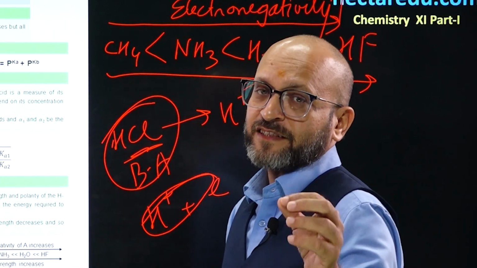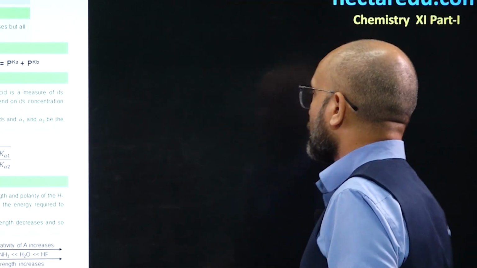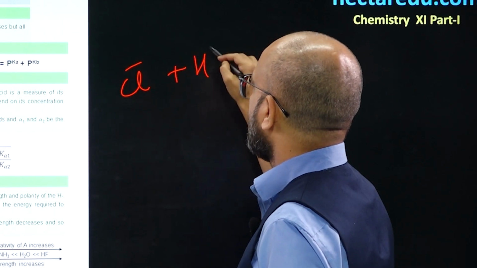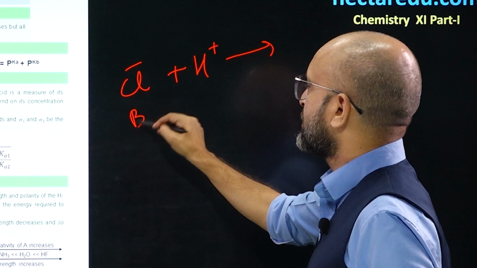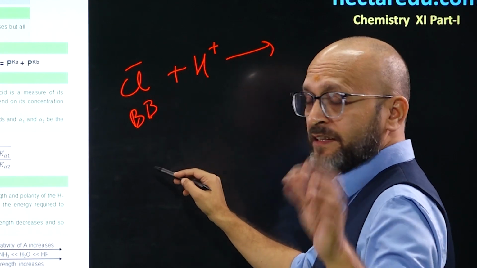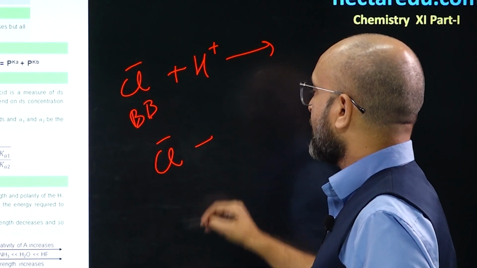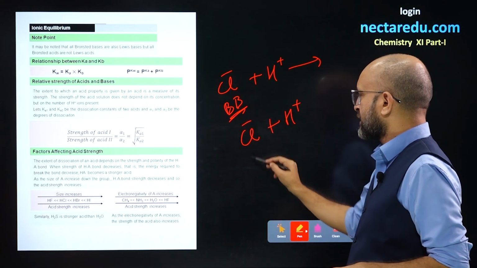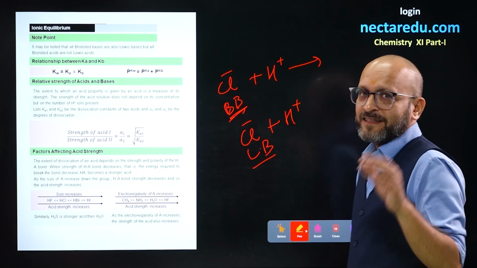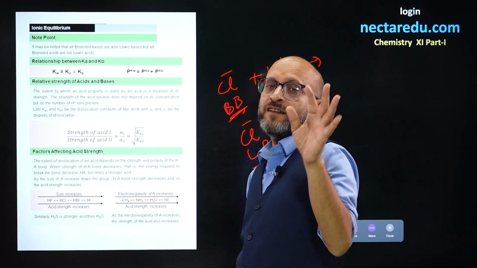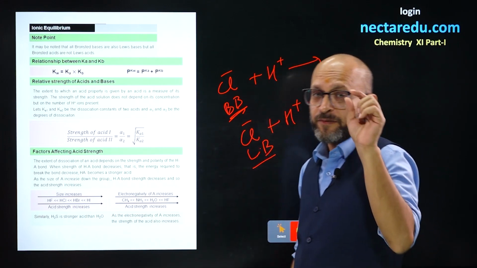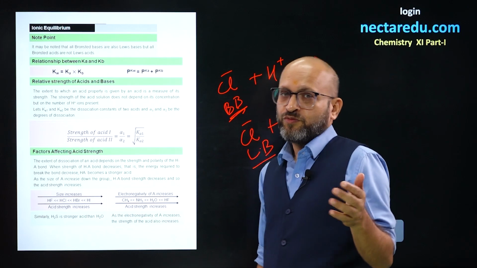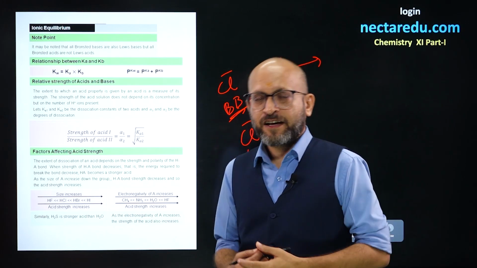So Bronsted acid and Lewis acid are different, but a Bronsted base is something which accepts H plus. So this is a Bronsted base. And what is a Lewis base? A Lewis base is something which donates a lone pair. So Cl minus could be a Bronsted base as well as a Lewis base, whereas Bronsted acid and Lewis acid are not the same, but Bronsted base and Lewis base both could be the same. So this is something we need to understand. Hopefully you must have understood by now.